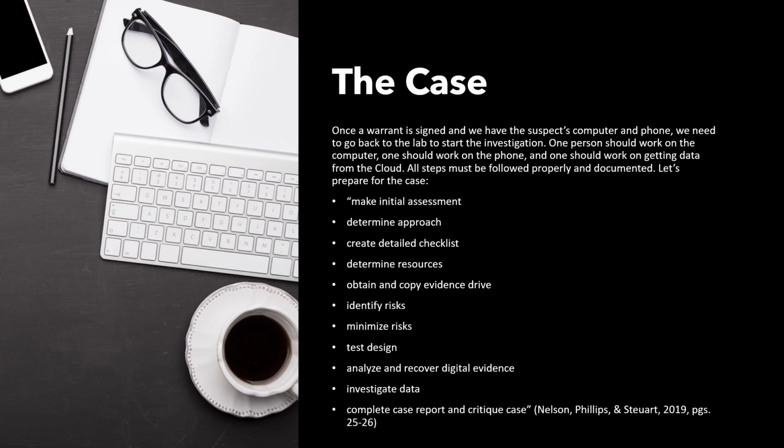In order to do this, we have a list of priorities we have to make sure get taken care of. First one is make initial assessment. From there, we'll determine the approach that we're going to use to do this investigation. We'll do this by creating a detailed checklist, determine the resources that we need. Then from there, we'll obtain and copy the evidence drive, identify risks, minimize the risks, test the design, analyze and recover digital evidence, investigate the data, and then complete the case report and critique case. And then once all these are done, then it could go back to the police department.